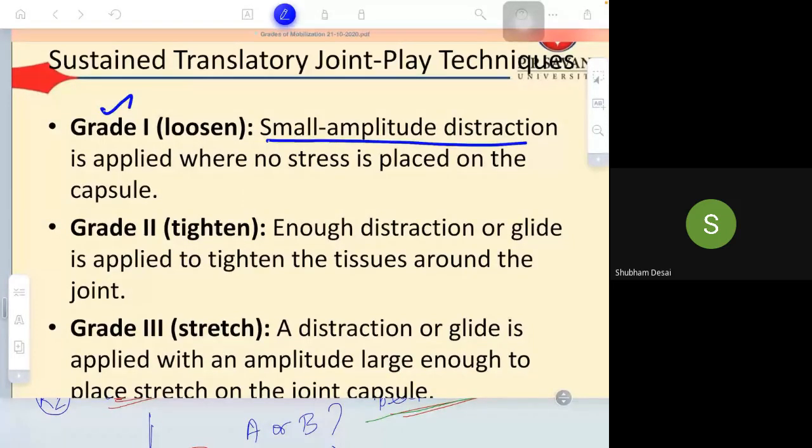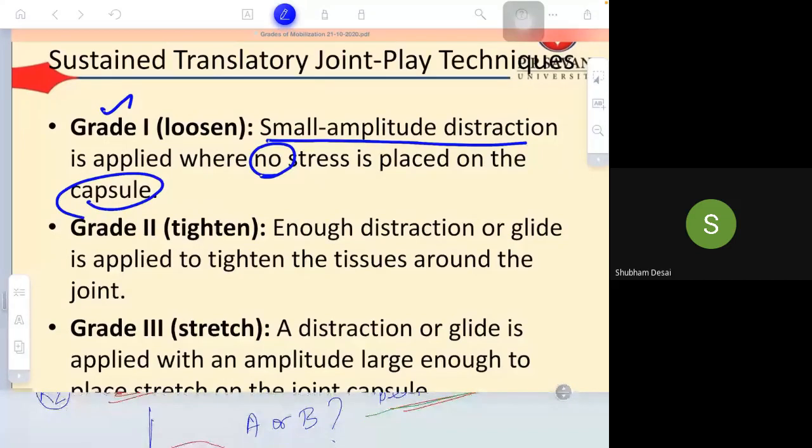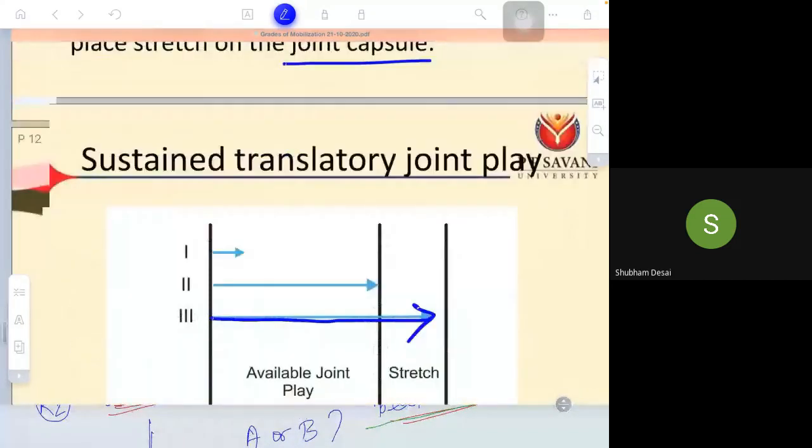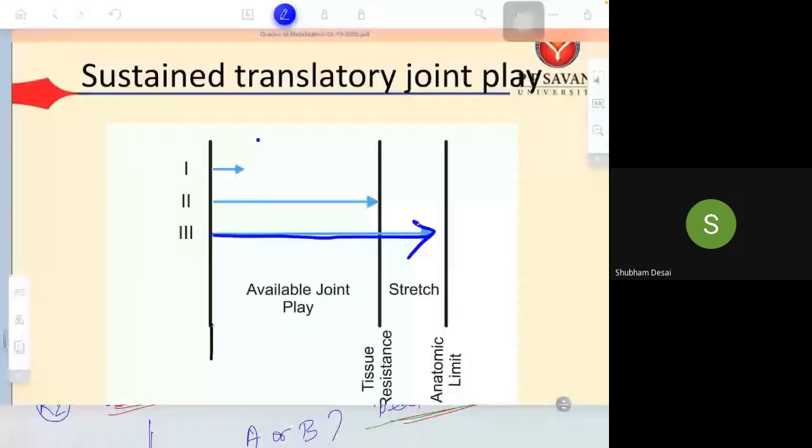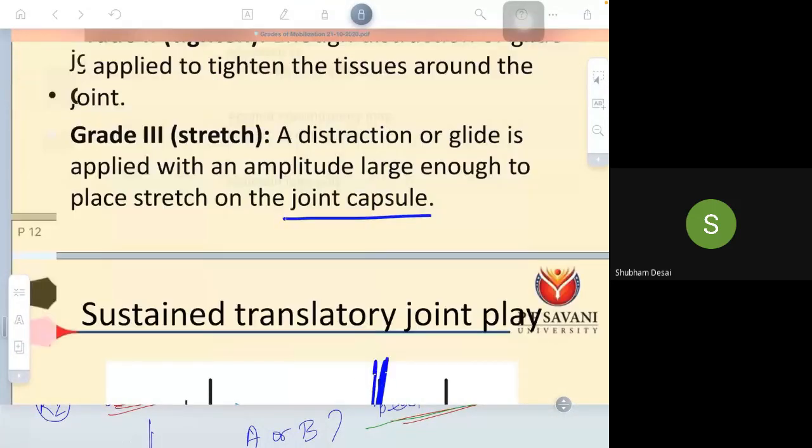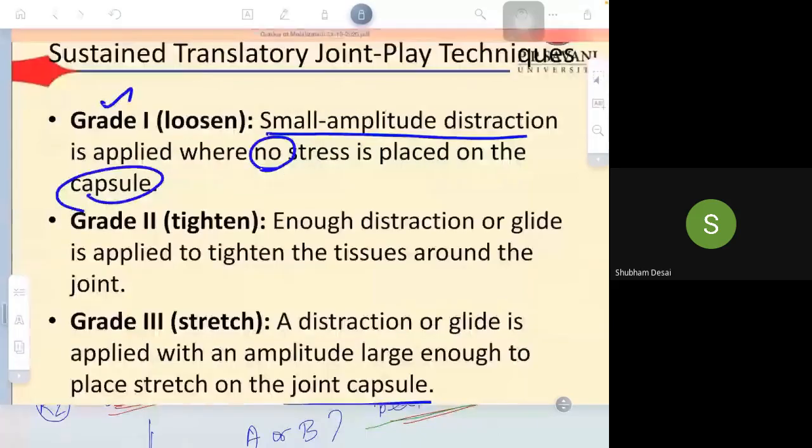Here, there is no stress placed in the capsule. कैप्सूल में कोई स्ट्रेच नहीं आएगा. क्यों? Because you are not crossing the limit. This is the limit. You are not reaching the limit. So there will be no stress in the capsule, because the distraction is very small. And what is second? This is small amplitude distraction. Second is enough distraction.